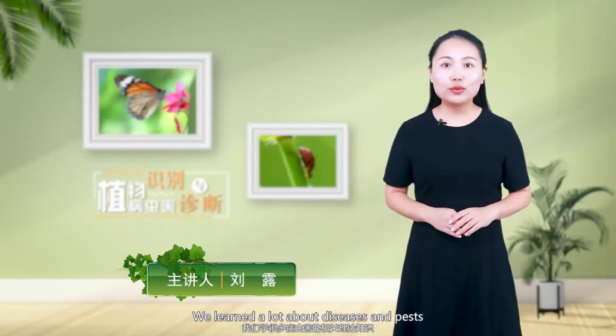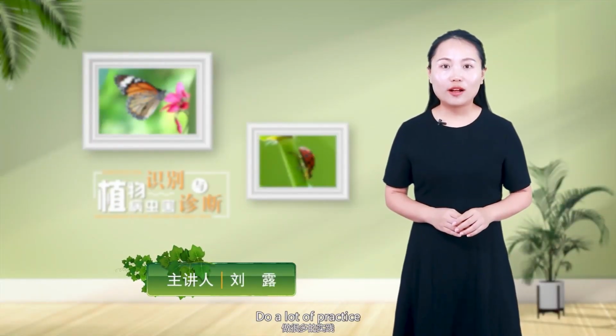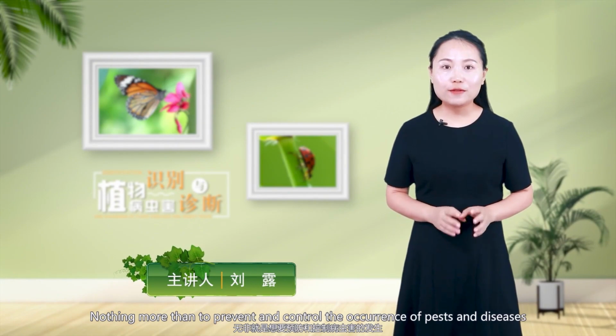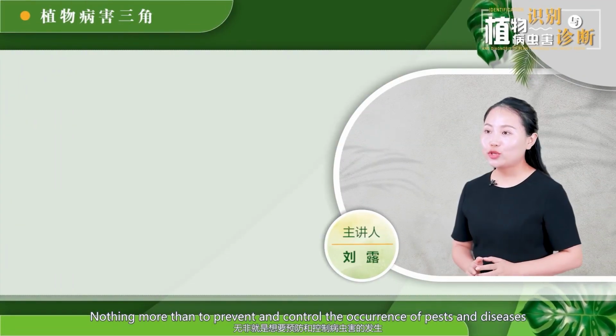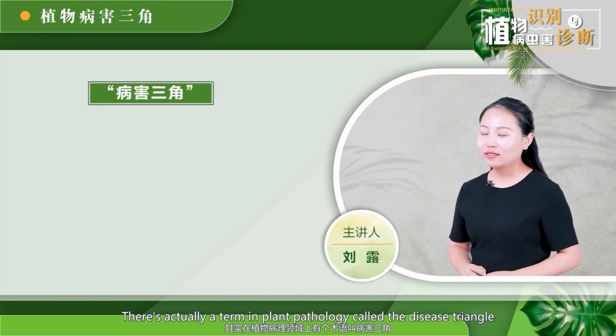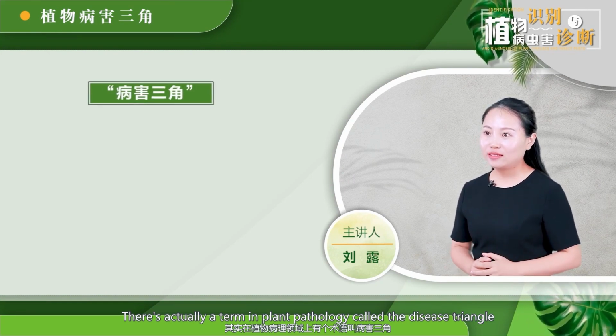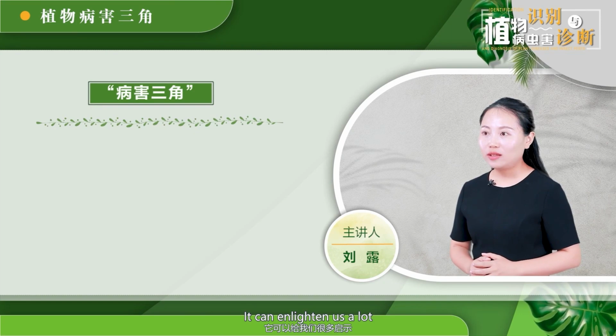We learned a lot about diseases and pests. Do a lot of practice. It's nothing more than preventing and controlling the occurrence of pests and diseases. There's actually a term in plant pathology called the disease triangle. It can enlighten us a lot.